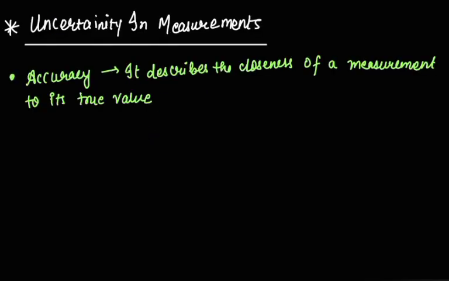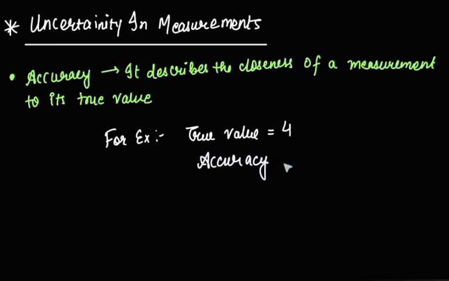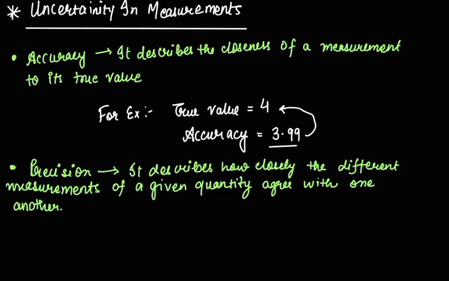Now our next topic is uncertainty in measurements. Let's first understand accuracy. Accuracy describes the closeness of a measurement to its true value. Let's say, for example, your true value is given as 4. Now what is its accuracy? Accuracy is basically the closeness of a measurement to the true value. For example, our measurement we are getting as 3.99. This is close to the true value. Therefore, this is accuracy.